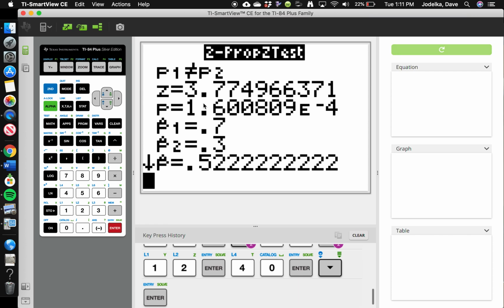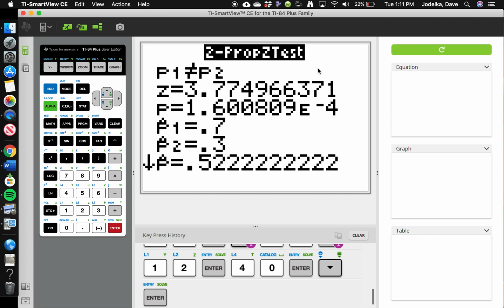We learned that to be significant is usually a z-score beyond 2 or negative 2, or a p-value that's typically less than 0.05. Now, they usually tell you some amount it has to be less than, but if they don't, 0.05 is safe. How I would interpret this answer, I would say my p-value is so low. Don't write e-4. You'd say it's 0.00016.